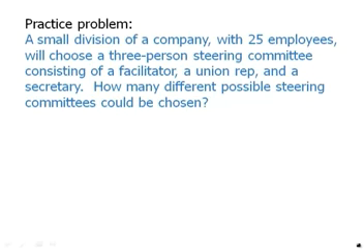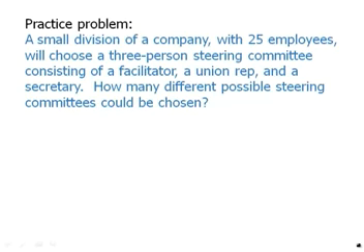Okay. A small division of a company with 25 employees will choose a 3-person steering committee consisting of a facilitator, a union rep, and a secretary. So it sounds like 3 different jobs for 3 different people. How many different possible steering committees could be chosen? So it sounds like if Harry is chosen for the facilitator and Sally is chosen for the union rep, that would be different than if Sally is chosen as the facilitator and Harry is chosen as the union rep. So I'll just point out here that the order does matter. If we swap around the people into the different roles, then we have a different steering committee.